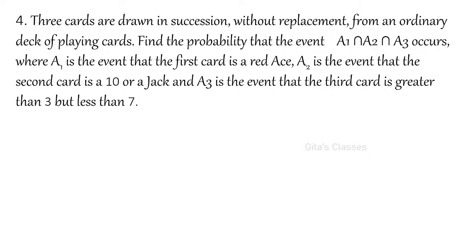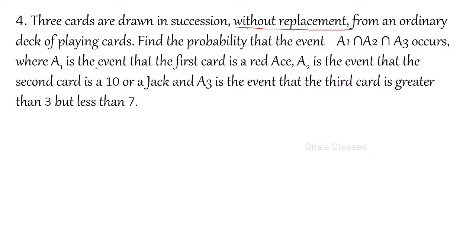And one more question. Last question. 3 cards are drawn in succession without replacement. Without replacement. So this is a clue for you that they are dependent events. They are not independent. So whenever they are not independent, you have to go for conditional probability. Okay. So quickly I'll explain. Please you also practice this problem.